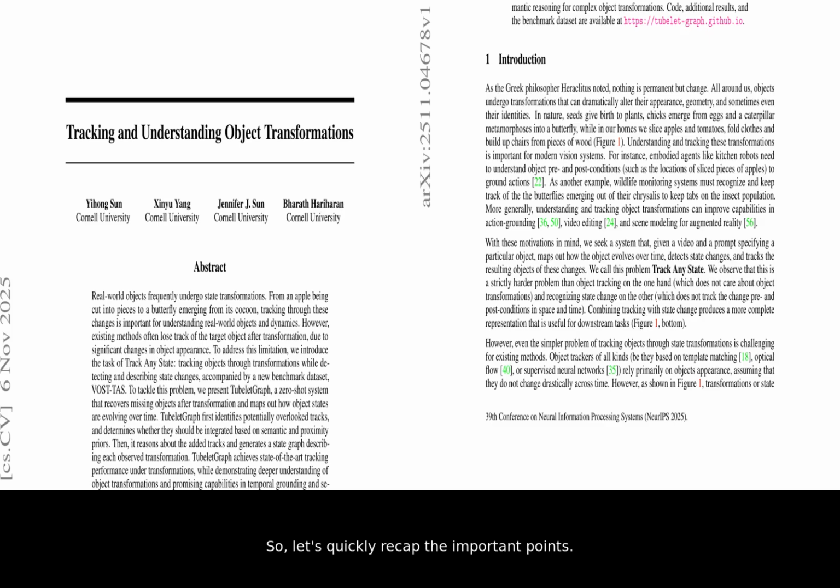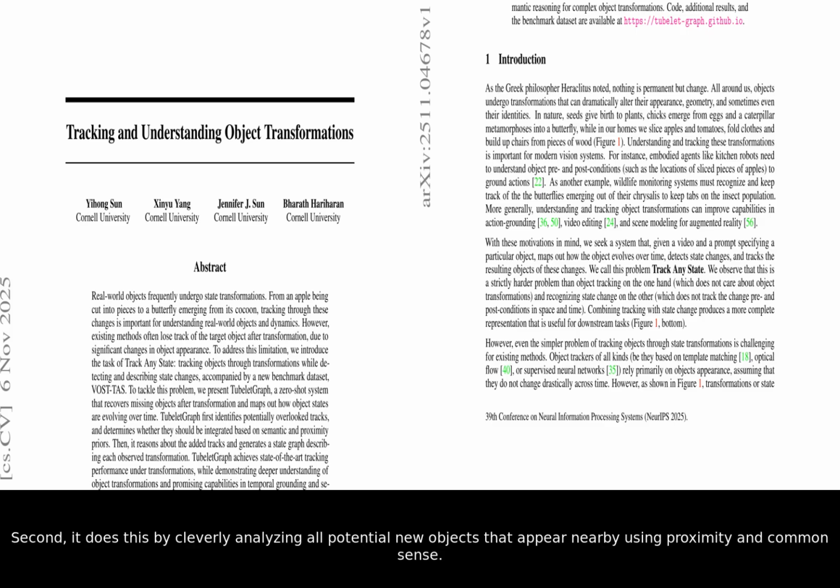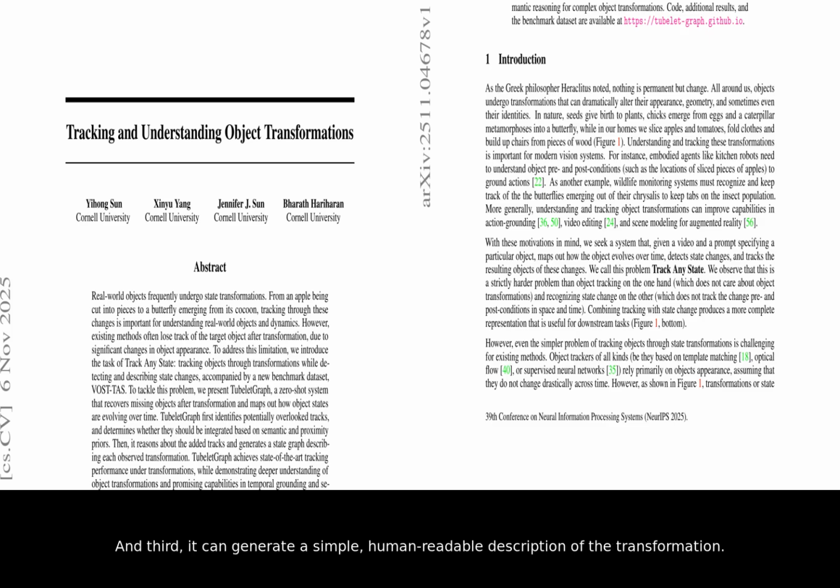So, let's quickly recap the important points. First, this system can follow objects even when they completely change their appearance. Second, it does this by cleverly analyzing all potential new objects that appear nearby using proximity and common sense. And third, it can generate a simple, human-readable description of the transformation.